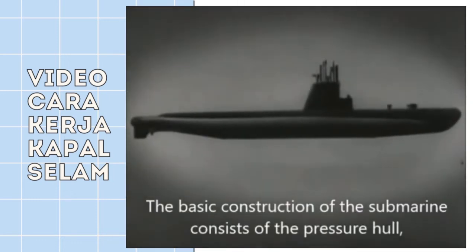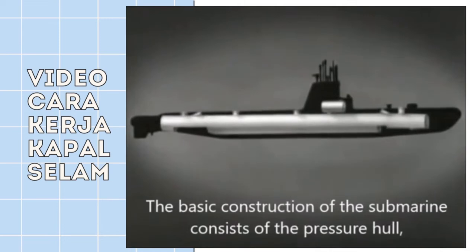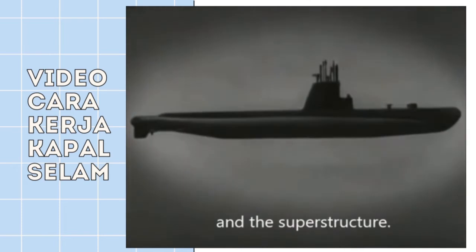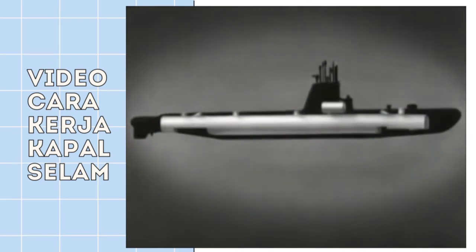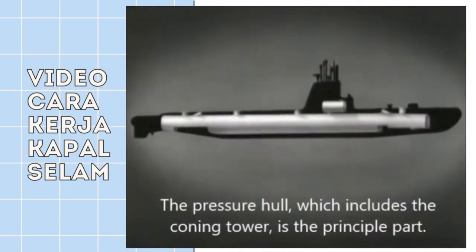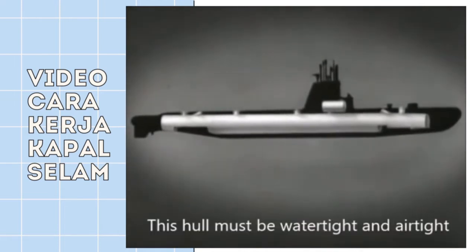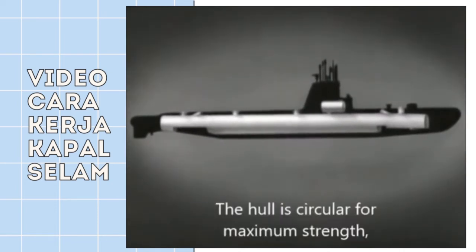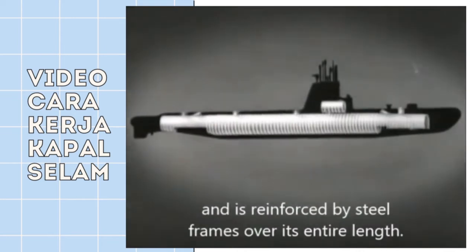The basic construction of a submarine consists of the pressure hull, the tanks which are built around the pressure hull, and the superstructure. The pressure hull, which includes the conning tower, is the principal part. This hull must be watertight and airtight and able to resist the water pressure when submerged. The hull is circular for maximum strength and is reinforced by steel frames over its entire length.